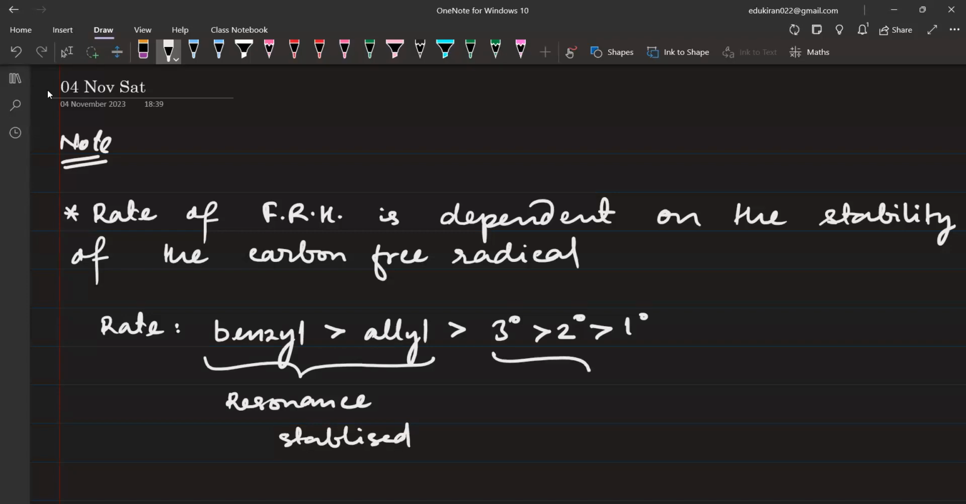Now 3-degree, 2-degree, and 1-degree. If I talk about this particular rank of different free radicals, then these are stabilized by hyperconjugation and plus I effect. Write this down. Let me know once you're done.